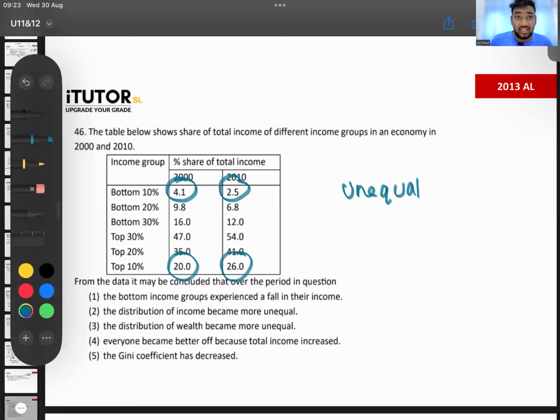Fine. By looking at the table for 2000 and 2010, you can see the poor fellow's share has gone down, the rich fellow's share has gone up, right? I just compare the bottom 10%. You can look at all this, right? All these poor people's shares have gone down, rich people's shares have gone up. Okay, then we'll look at this case. The bottom income groups experience a fall in their income. Can you say that? Can you say their income has fallen?